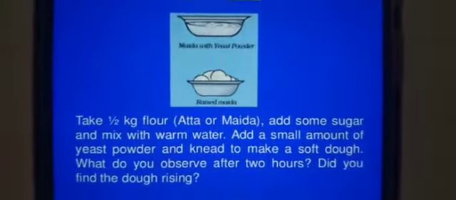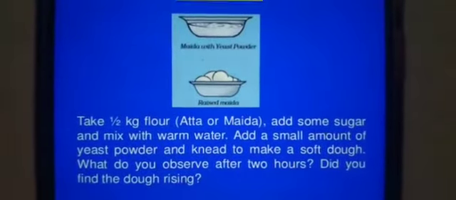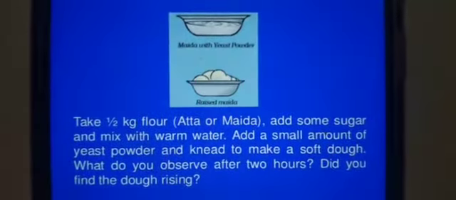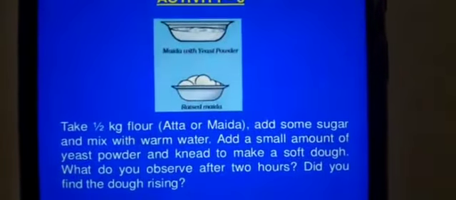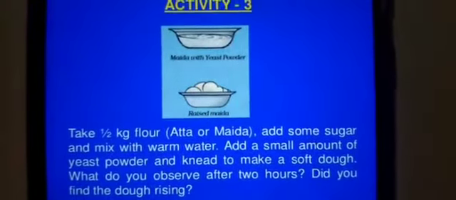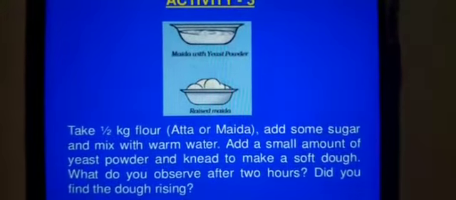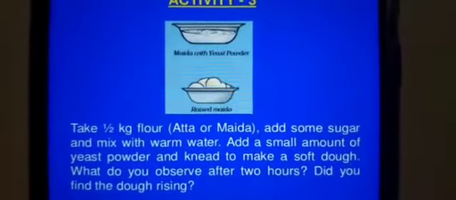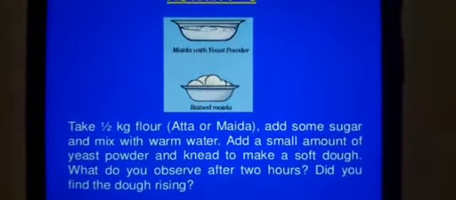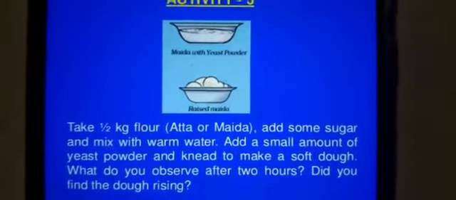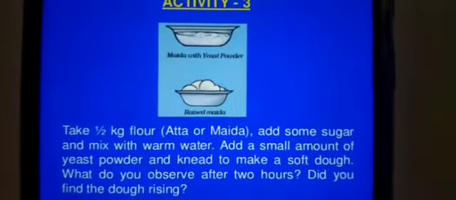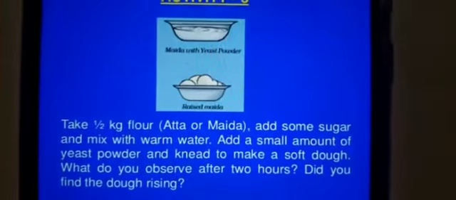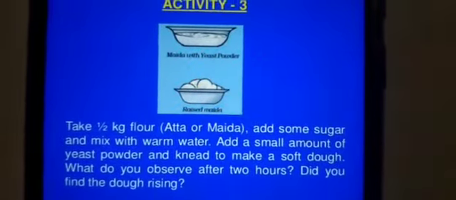So what do you observe after 2 hours? Do you find that the dough is rising? Yes, of course. The dough will rise due to the action of the yeast. Yeast is used for baking purposes. Yeast reproduces rapidly and produces carbon dioxide during respiration. The bubbles of the gas fill the dough and increase its volume. This is the basis of the use of yeast in the baking industry for making breads, pastries and cakes.